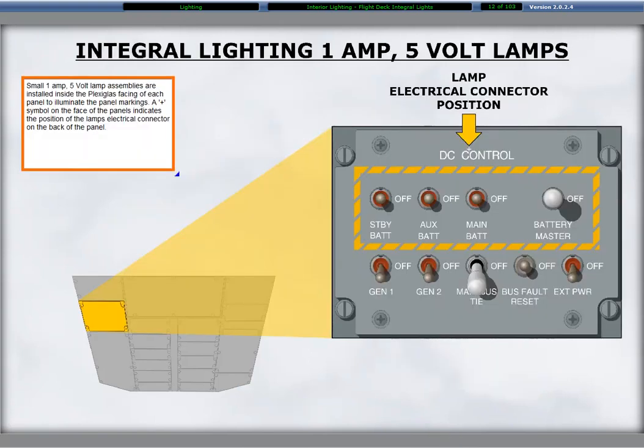Small 1 amp 5 volt lamp assemblies are installed inside the plexiglass facing of each panel to illuminate the panel markings. A plus symbol on the face of the panels indicates the position of the lamp's electrical connector on the back of the panel.